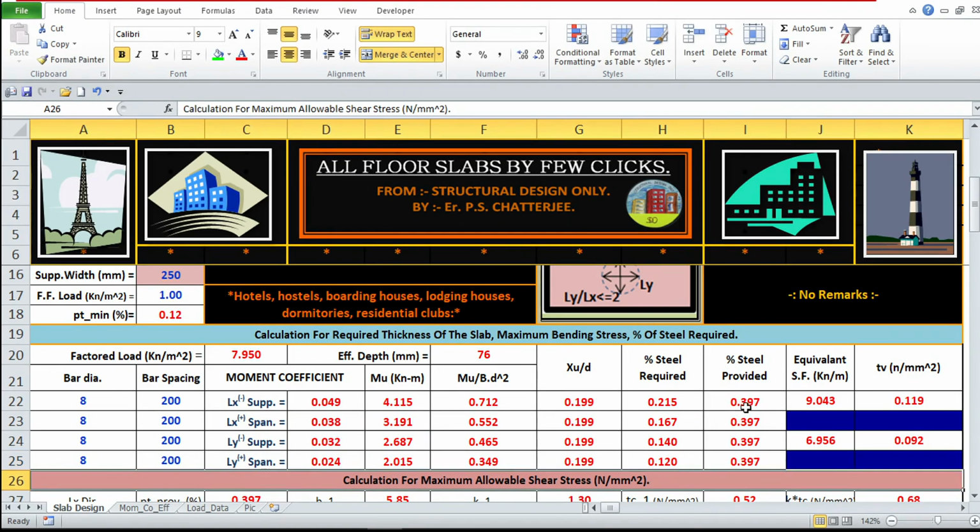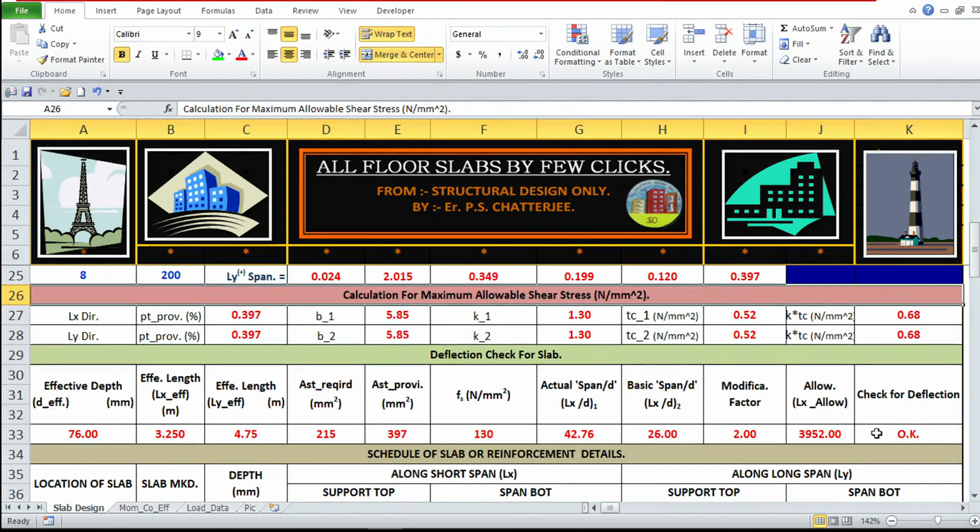Look here, required steel 0.215 and provided 0.397. Similarly, for span in Lx direction, required 0.167, provided 0.397. In the longer direction, it is required 0.14, provided 0.397. And in deflection, it is okay.